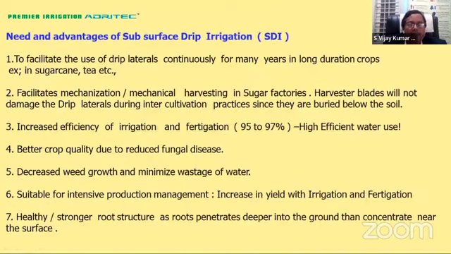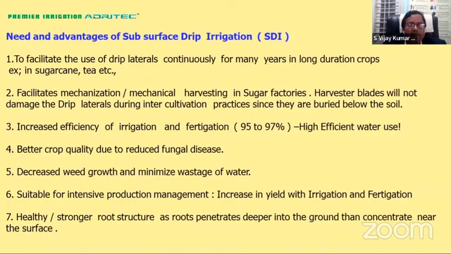What is the need and advantages? Mainly, we want to use the drip lateral for a long number of years, for example in perennial crops or crops in which ratoons are there. In sugarcane and tea and many other crops, even certain places like maize, people have gone ahead with subsurface drip irrigation. And as I told you in the initial stage, it facilitates mechanized harvesting so that the drip laterals don't get damaged, because in the cultivation practices, the laterals could get damaged.